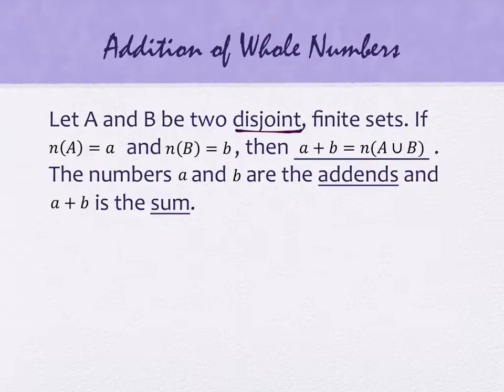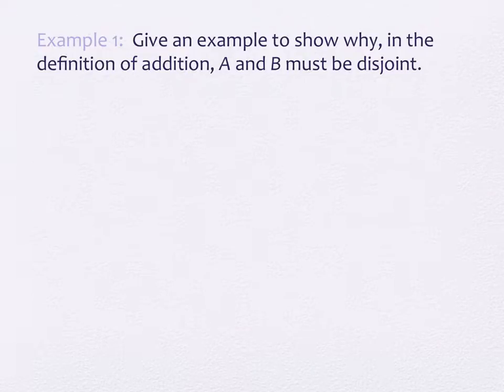All right, so we're going to do an example, and then we're going to talk about different models for addition. It says we give an example to show why, in the definition of addition, A and B must be disjoint. So what it's asking us to do is to create something that is what? What's it say it's supposed to be? Disjoint. So what are we going to create? Something that what? Well, do we know what the word disjoint means? Maybe I should have started there.